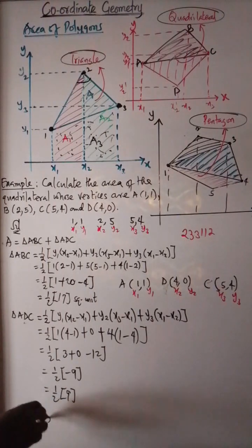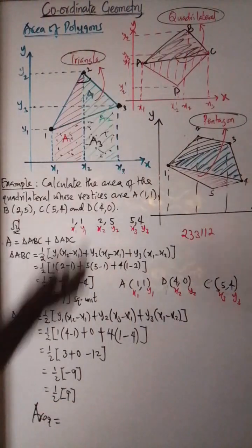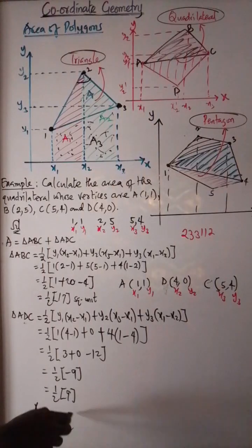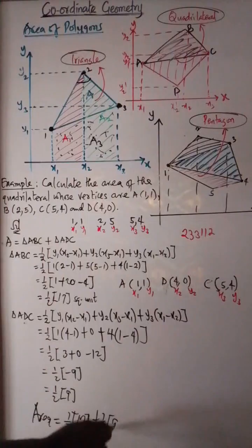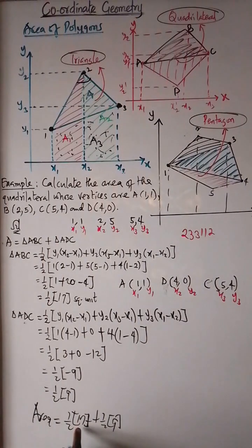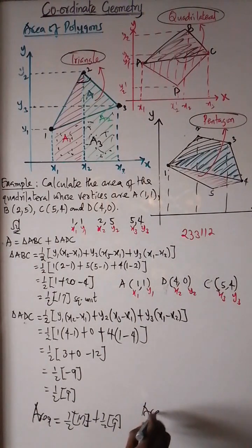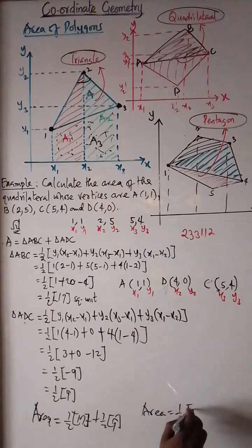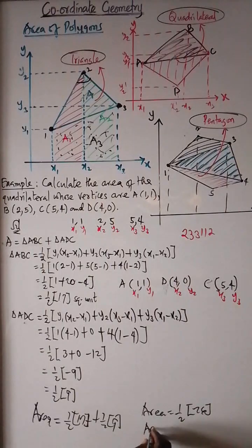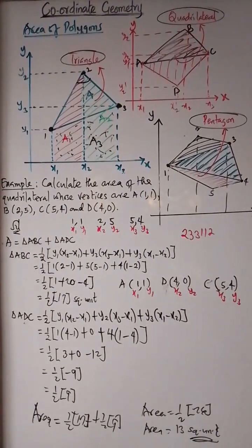So the area of the whole quadrilateral is half of 17 plus half of 9. So half is common. If you add 9 plus 17, we are going to get 26. Am I right? Yes. So what is half of 26? 13. So the area of the quadrilateral is 13 square units. As simple as that. So this will be the end of the application to this topic. See you in my next class.